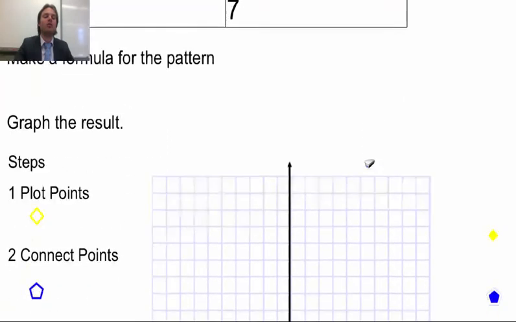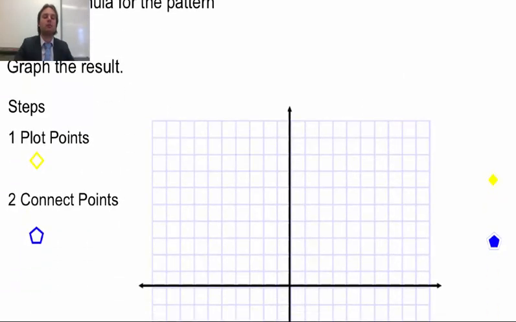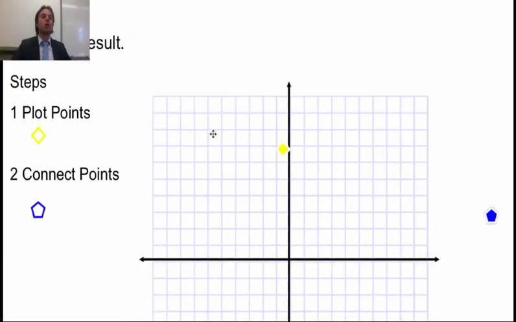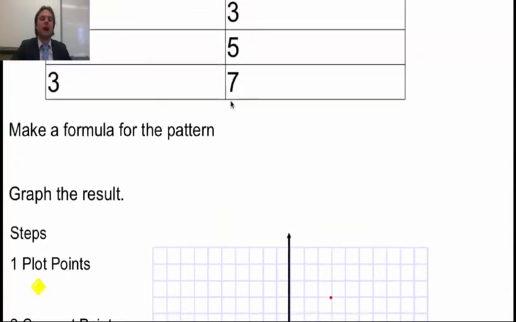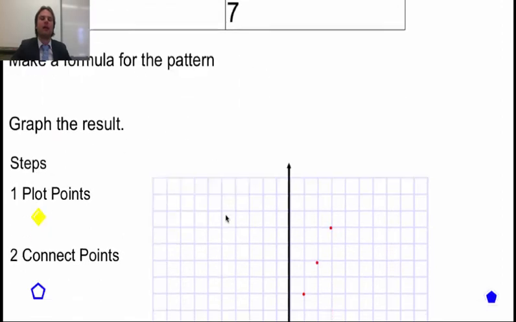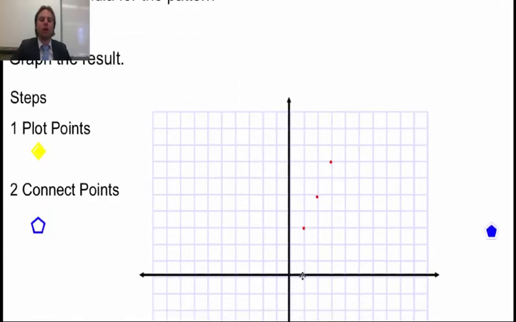So now we want to graph this result. The first step is to plot all the points on the graph. So this is what our points would look like. Now I'm going to explain to you how I got these. The first one is we have one triangle, 3 toothpicks. And remember, I said my triangle is x. So I'm going to go 1 over and 3 up, because my triangles are x and my toothpicks are y.